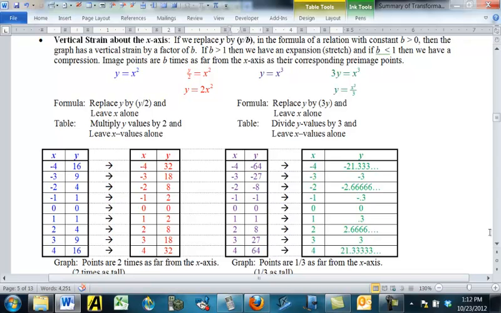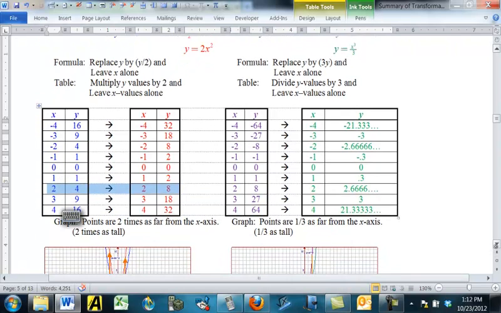Remember again, it's backwards of the formula. If you think of the formula as replace blank by blank, replace y by y divided by 2, we're going to actually multiply the y's by 2, which you see that we've done there in the table. Again, I've lined it up, and this time since the x's are not changing, my pre-image and image are lined up so that the x's are the same.